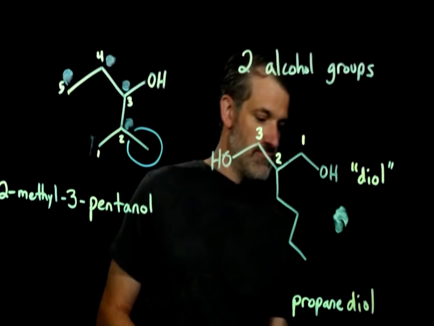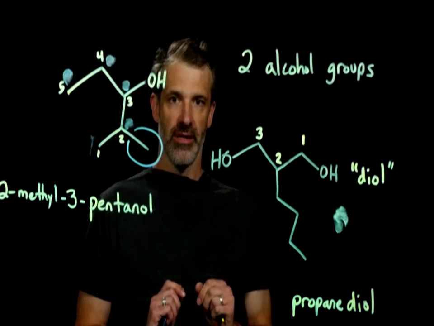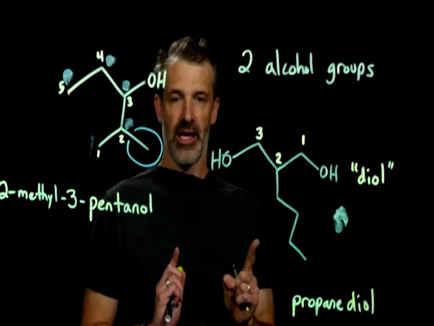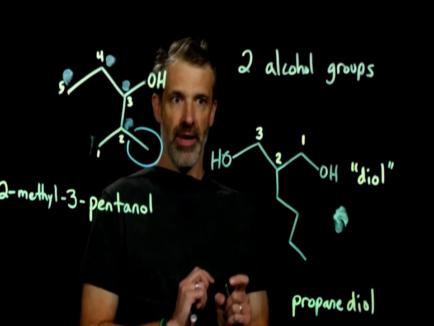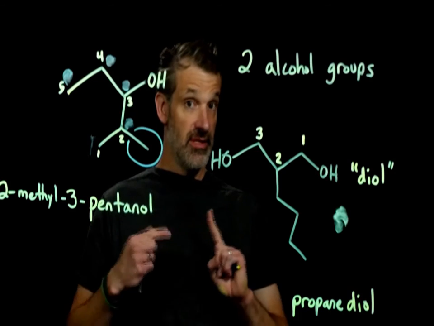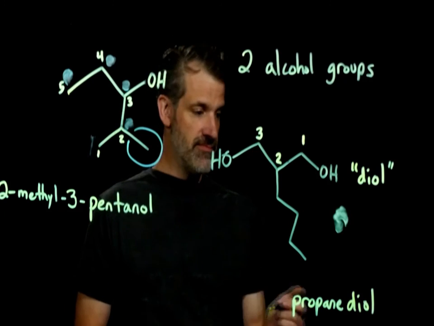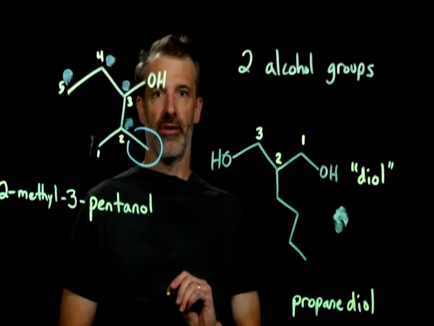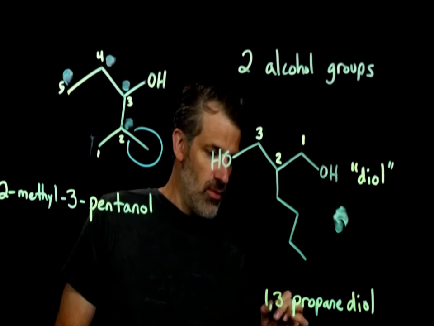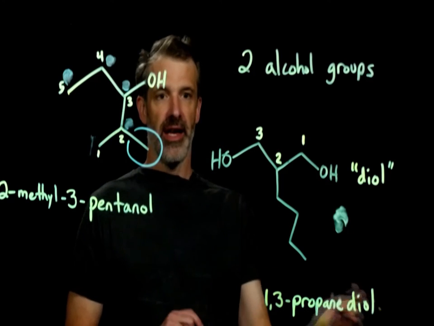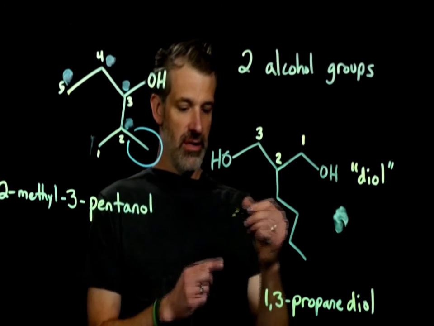Now you still have to number in front because, as before, the location of these two functional groups could be on different carbons. They could be on the same carbon in the case of alcohols. That's completely possible. Here I've got alcohol groups located on carbons 1 and 3. So I'm going to say 1,3 propane diol. So this is the name of our parent chain.